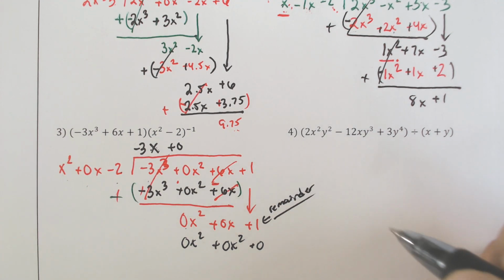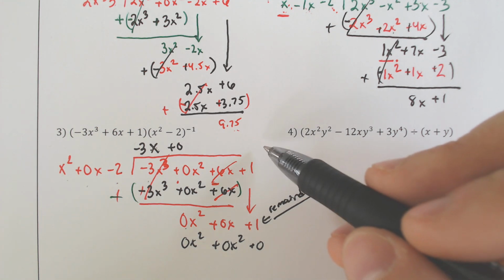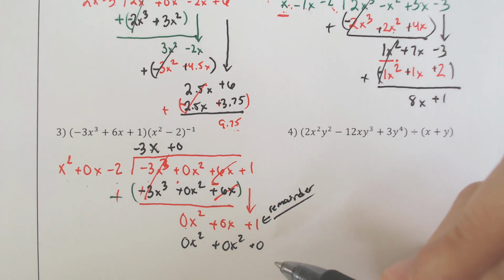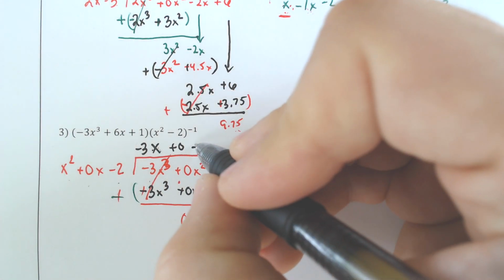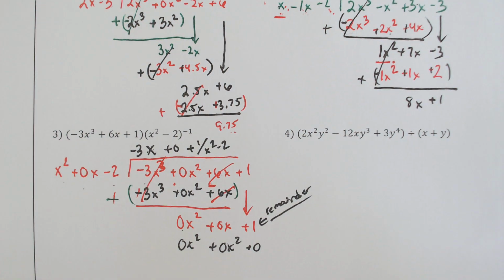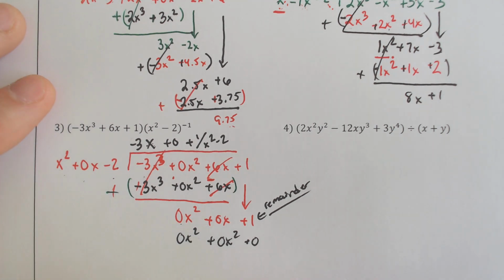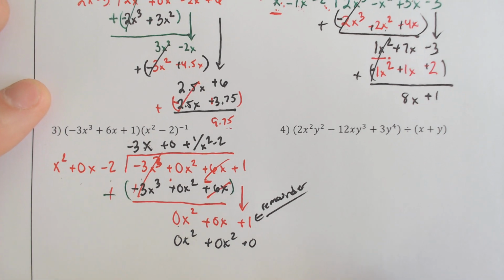All right, and this was a one-stepper. We know it's the remainder because we brought down the 1 and there was nothing else to bring down. So this is the remainder, so this is going to be plus 1 divided by x squared minus 2. Okay, so that one was actually surprisingly quick. Probably a little intimidating with all the things canceling, but quick.